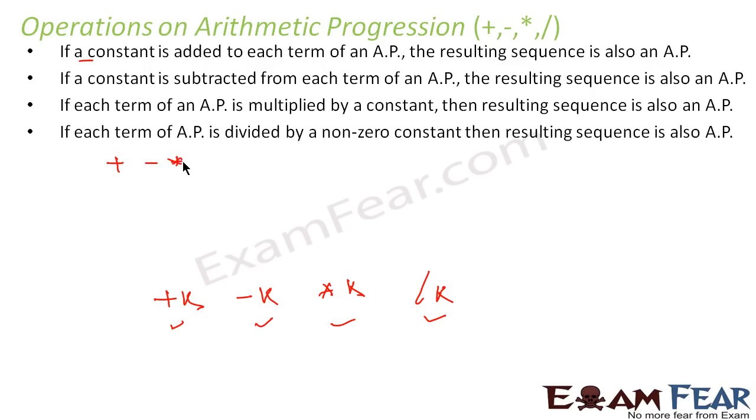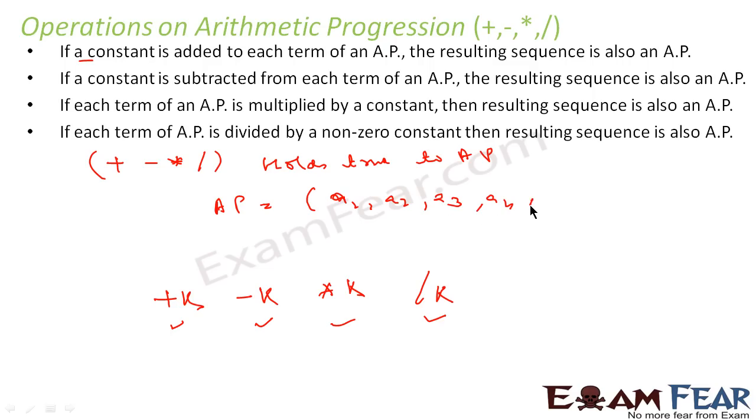That means plus, minus, multiply and divide all hold true for an AP. That is, if we have an AP, an arithmetic sequence, that has numbers, let's suppose, A1, A2, A3, A4, A5 till AN, then when you add k to each term, it is still an AP.